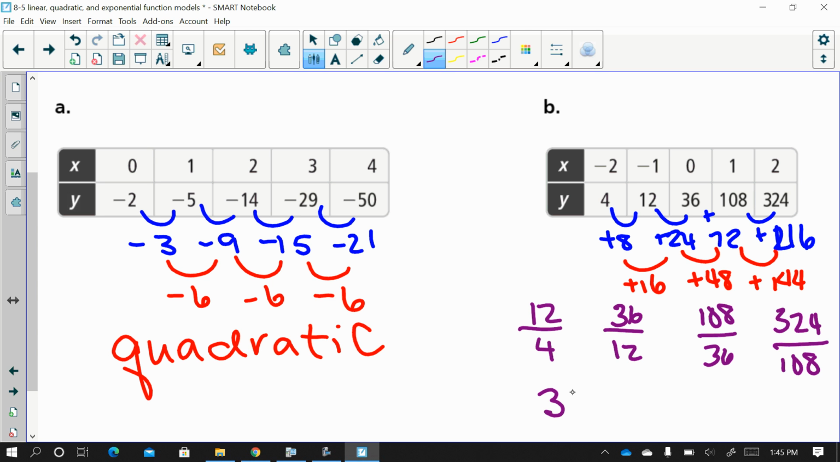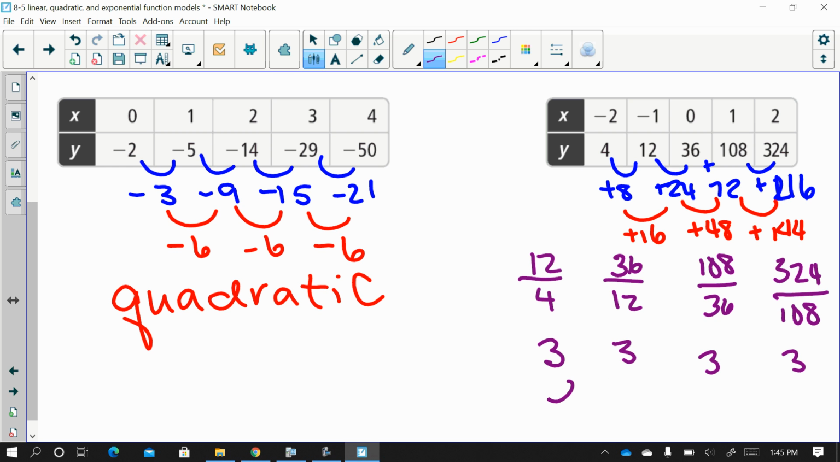12 divided by 4 is 3. 36 divided by 12 is 3. 108 divided by 36 is 3. 324 divided by 108 is 3. Therefore, this one is best modeled by an exponential function.